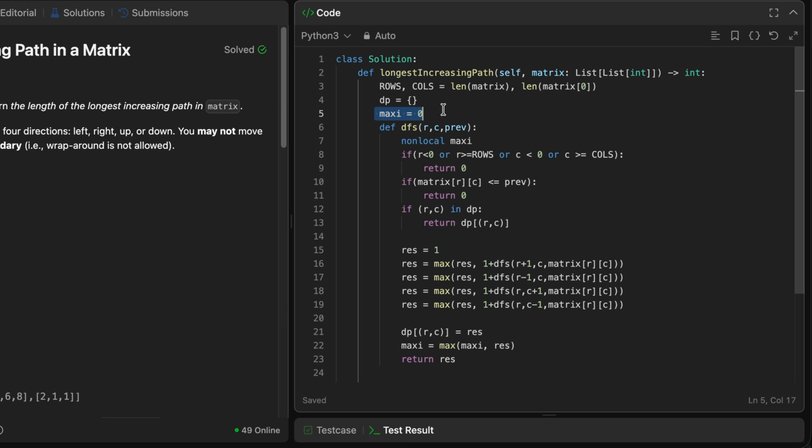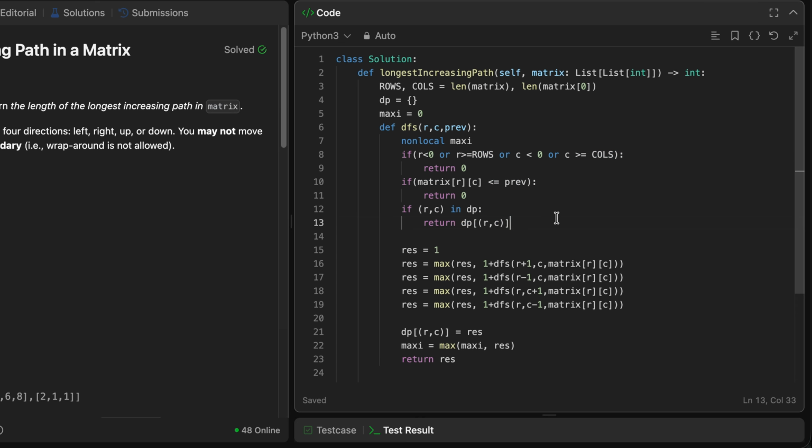Then we have this particular variable maxi. It is going to keep track of the maximum value that we have encountered so far in the execution. Then here is the DFS function. We are taking the row, the column and the previous value because we need the previous value to compare if we should run the DFS on the current value or not. If the current value is the same or less than the previous value, we should not go ahead, right? So that's why we have previous value here. Then we have the nonlocal maxi. What we are saying is that we are going to access a non-local variable maxi outside of this function.